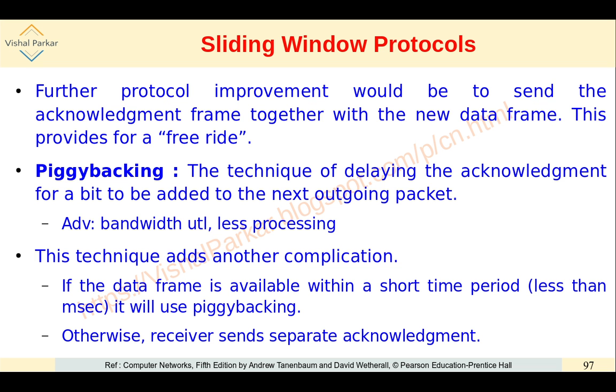But this technique adds another complication. For example, the data frame which is to be piggybacked with the acknowledgement has to be available within a short time period, that is, particularly less than some milliseconds. If it is available, it can be used for piggybacking. If it is not available, the receiver needs to send a separate acknowledgement frame.